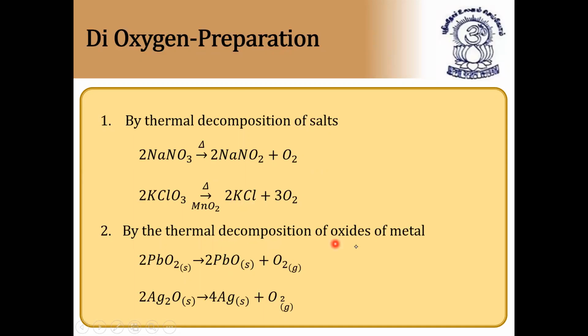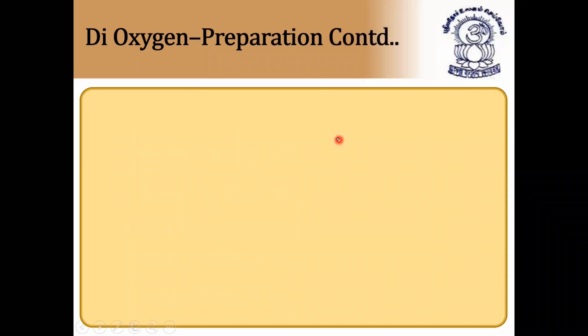By the thermal decomposition of oxides of metals. Metallic oxides such as lead dioxide and silver oxide, on heating strongly, will form lead oxide along with oxygen, and silver along with oxygen. So these are the preparations of oxygen. Yes, we have to remember the equations, just you can understand it.